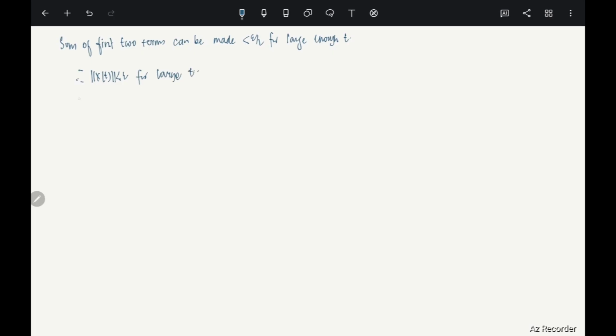Yeah. So hence that will imply that x of t goes to 0 as t tends to infinity. Done. Okay. Done. Very, very simple. It's not a very difficult theorem to prove.